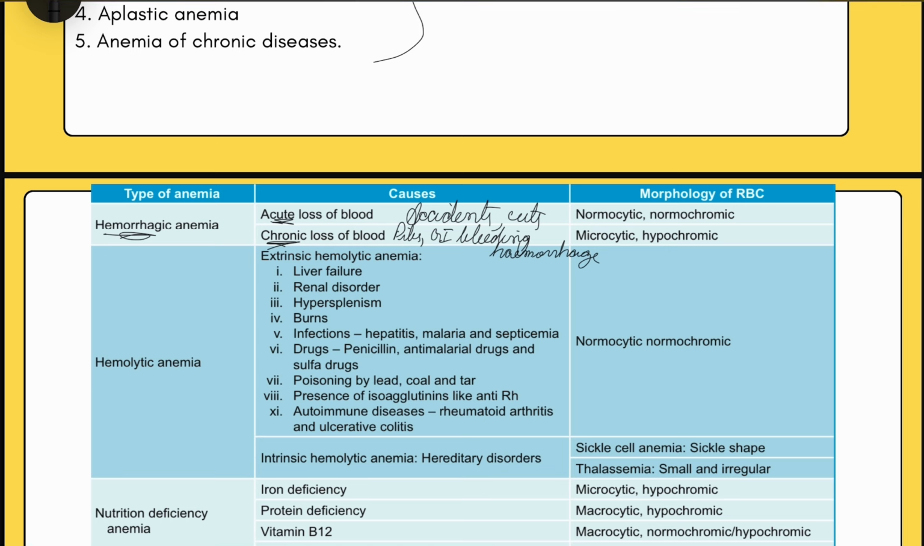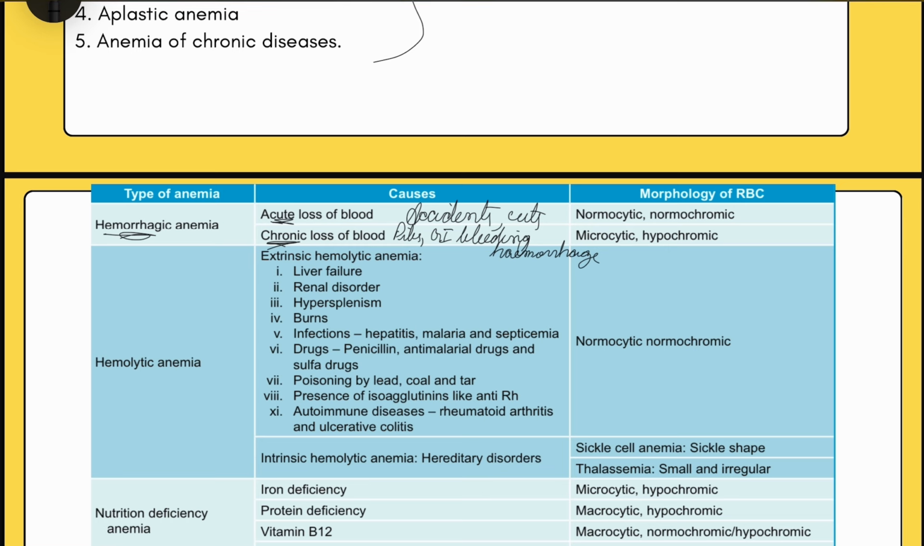So why? Because in chronic loss of blood, obviously there will be deficiency of vitamin B12, folic acid, iron and other factors, as a result of which the color of the RBCs will be lesser than its normal tone, and also the size of the RBC will be smaller. While in the acute loss of blood, there is no direct loss of these factors, so the color and the shape of the RBC are of the usual type, only the volume is decreasing. That is why it is normocytic, normochromic.